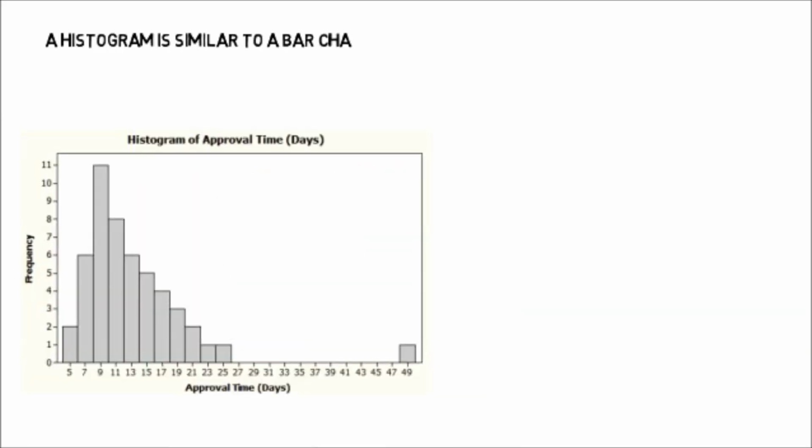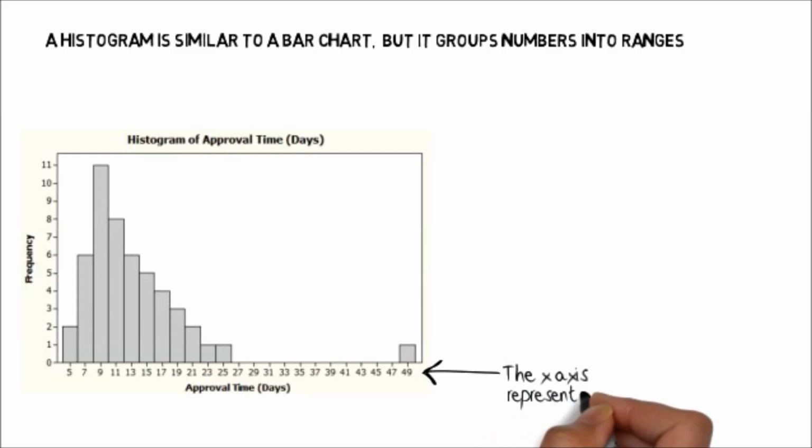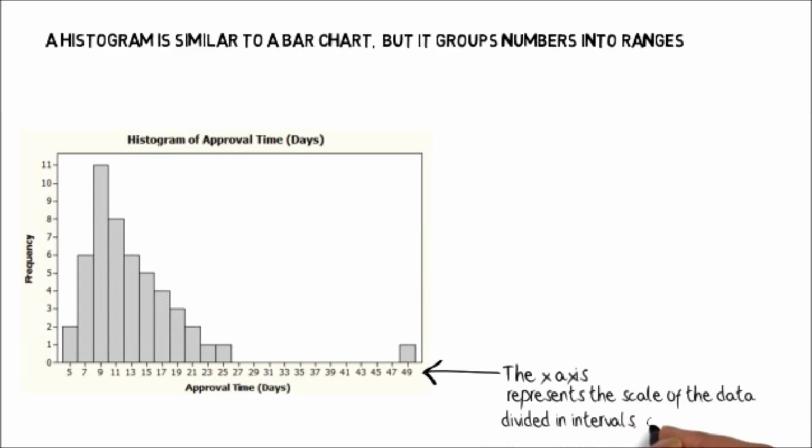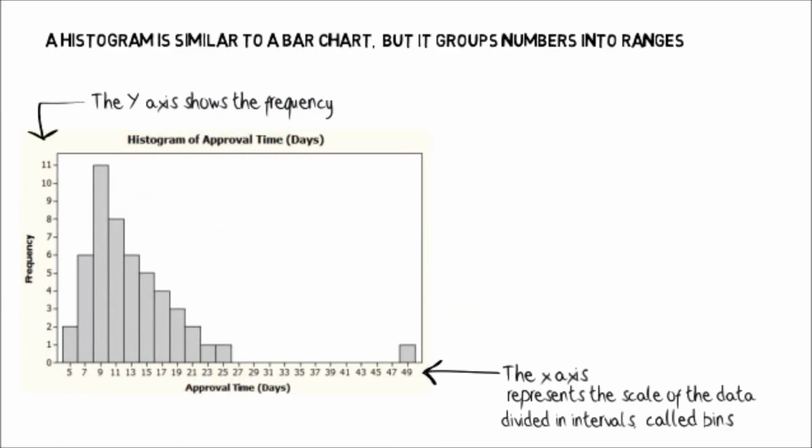A histogram is similar to a bar chart, but it groups numbers into ranges. The x-axis represents the scale of the data, divided into intervals that are called bins. The y-axis shows the frequency. Each bar represents the number of times an observation falls into the interval represented in the x-axis.